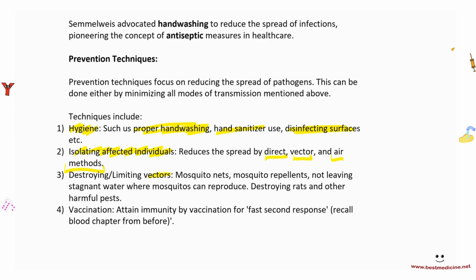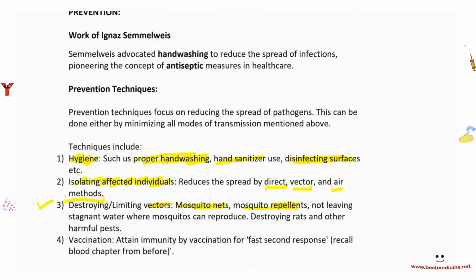Third, destroying or limiting vectors. If you destroy or limit vectors, for example using mosquito nets, mosquito repellents, and not leaving stagnant water where mosquitoes can reproduce, then you would be preventing the spread through vectors.